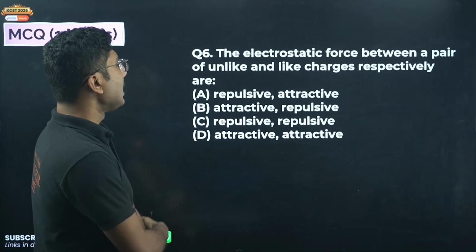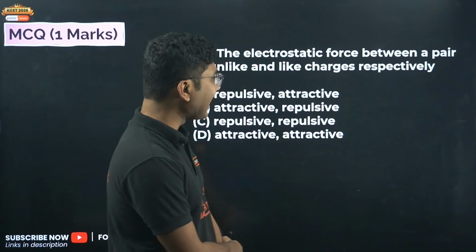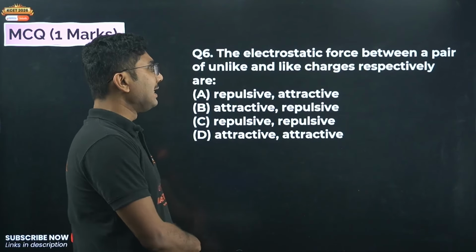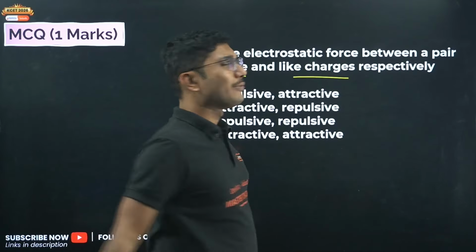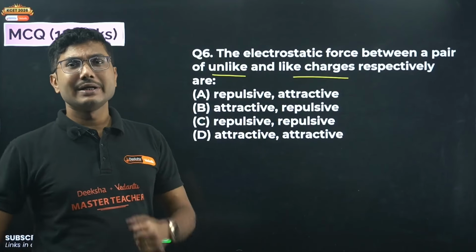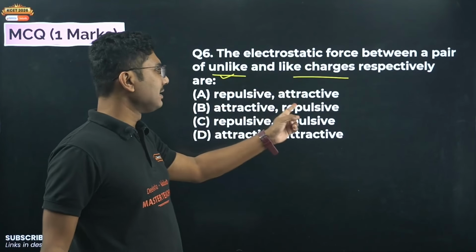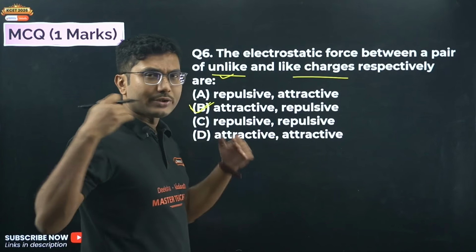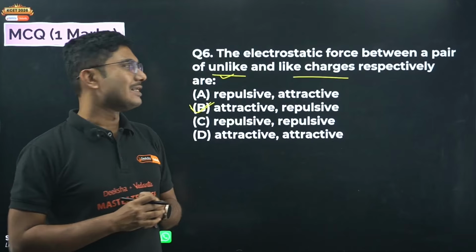Now next question. The electrostatic force between a pair of unlike and like charges respectively. Again, this is from your latest model question paper. What is the force between unlike charges? Unlike charges always attract each other and like charges always repel each other. So unlike is attractive and like is repulsive. So attractive, repulsive is the correct answer, just to test your patience, whether you are able to read properly and answer this question or not.